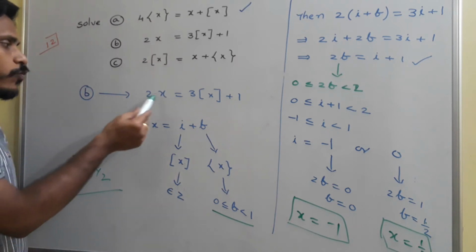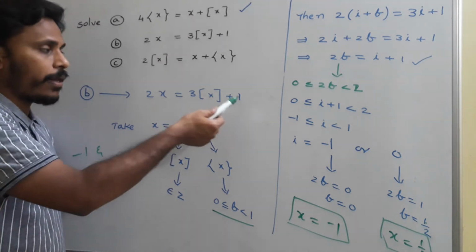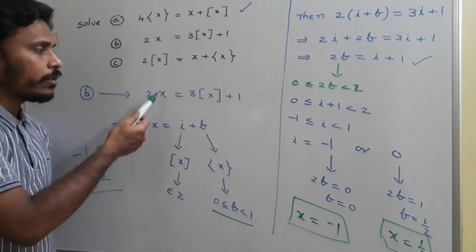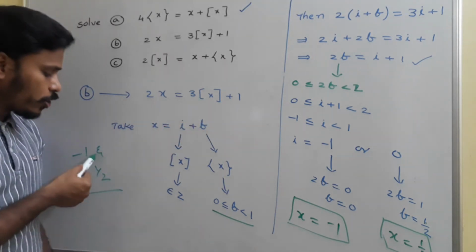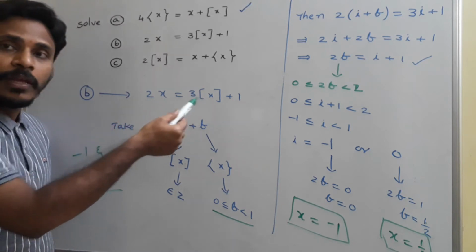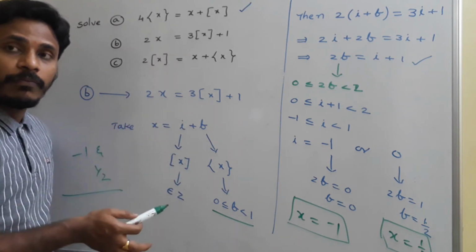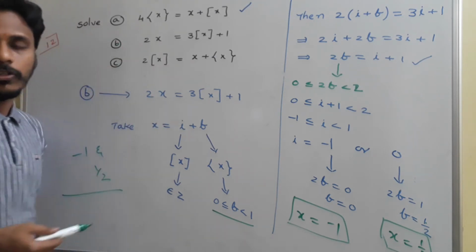If you replace x with minus 1, this is minus 2 and this is minus 3 plus 1. So, balanced. And whereas if you replace it with 1 by 2, this is 1, and step of 1 by 2 is 0, and again it is 1. So these two are clearly the solutions for the given equation which involves the step. Just have a look. And in the same way, we are going to solve the third part, C. Okay, have a look.